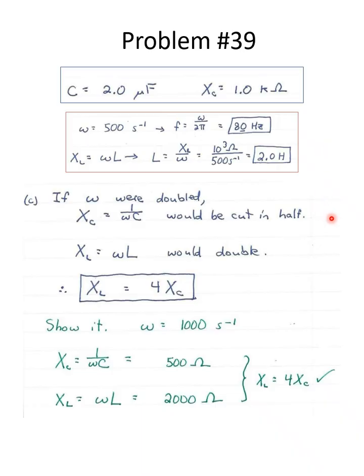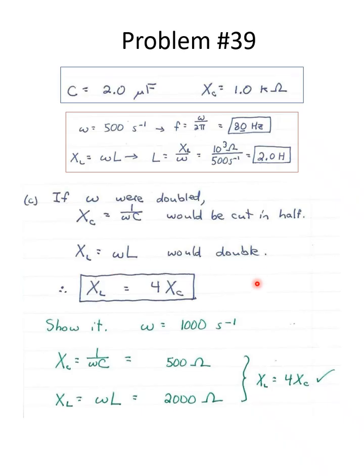And now we go on to question C. How would the reactances compare if the frequency were doubled? So if omega were doubled, let's look at capacitive reactance, 1 over omega C, that would be cut in half. If omega were doubled, the inductive reactance, which is omega L, that would double. And so if the inductive reactance doubles and the capacitive reactance is cut in half, then the end result is that the inductive reactance, XL, would be 4 times XC.